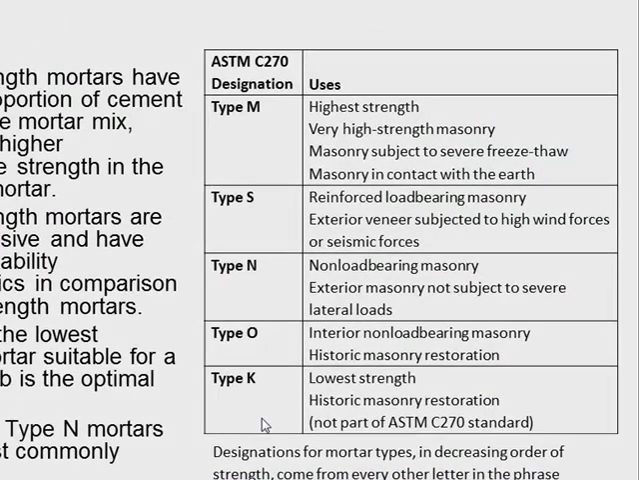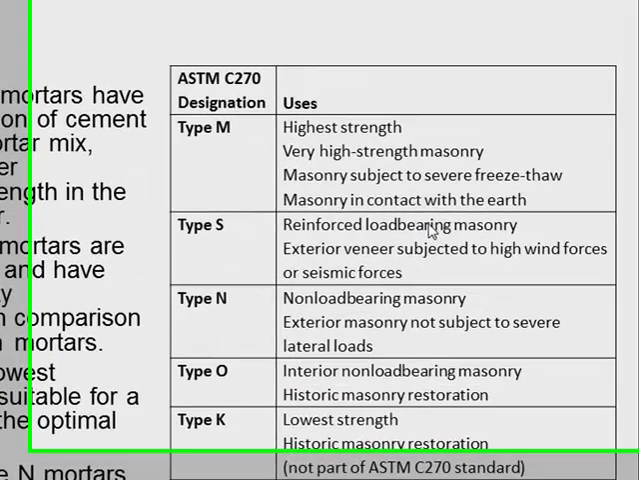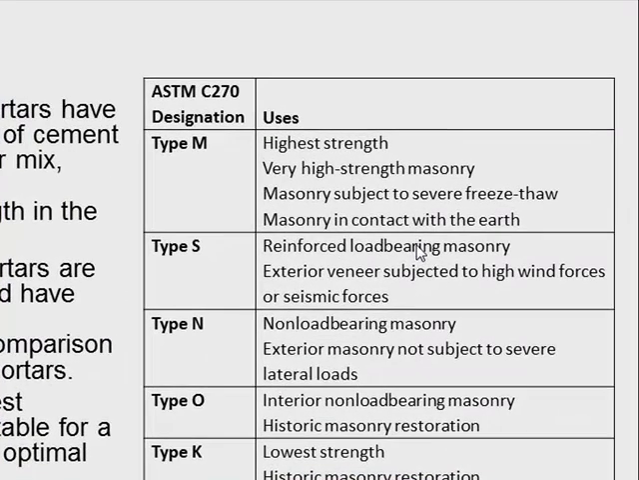This is a good chart to know. I think it's in the book. You have different types of mortar for different things. I like to remember that as the most. For the highest strength, very high strength masonry, when strength is important, when there are extreme weather conditions, freezing and thawing, and when it's in contact with the earth, you want to use type M. Then you just go down.